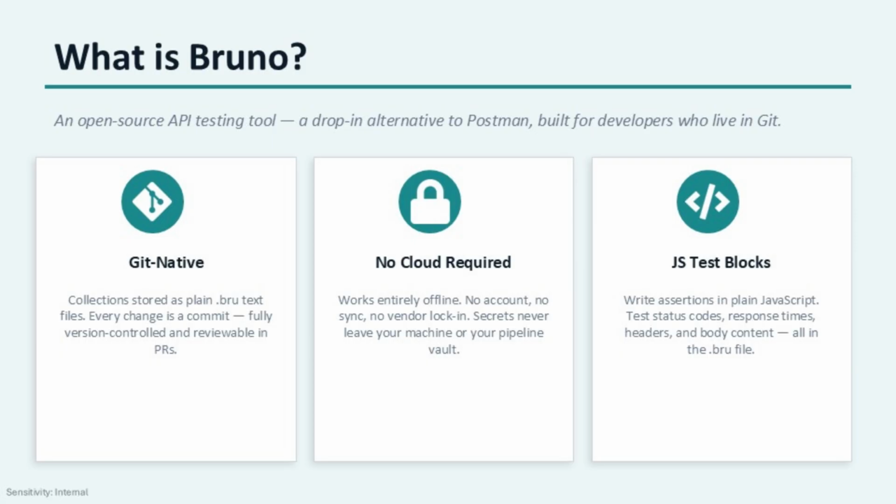Bruno is a free, open-source alternative to Postman. The key difference is how it stores your API collections. Instead of a proprietary JSON blob in the cloud, Bruno saves everything as readable .bru text files on your disk. This means your API tests live right next to your code in Git, go through the same code review process, and require no cloud account whatsoever. It also has a built-in JavaScript test block, which is what lets us run automated assertions in a pipeline.